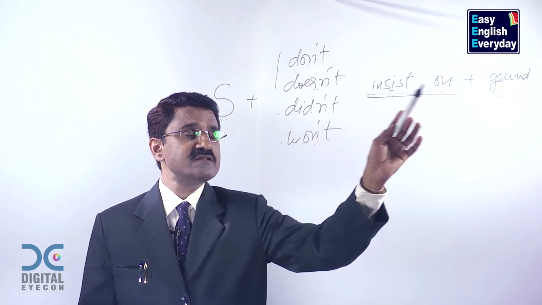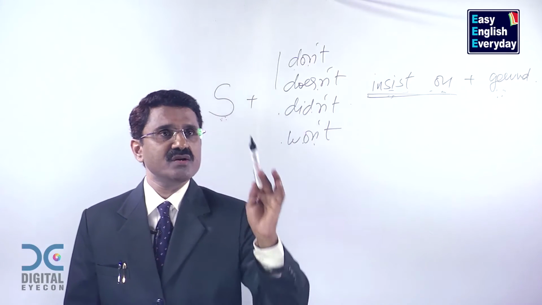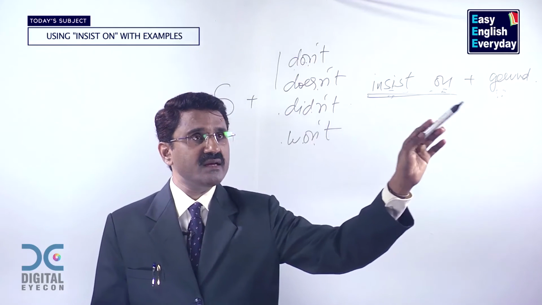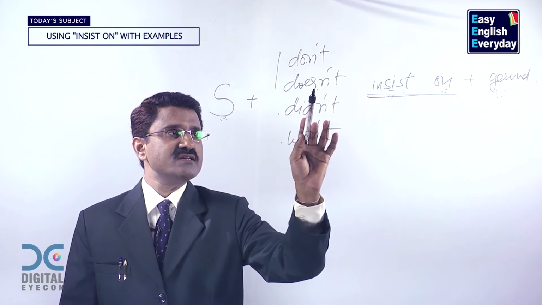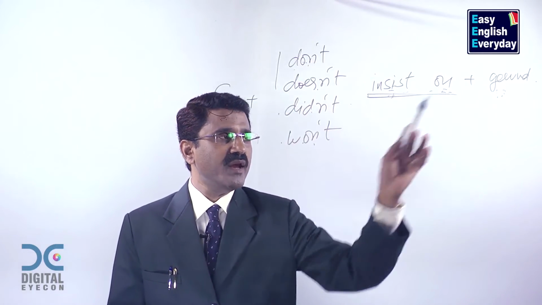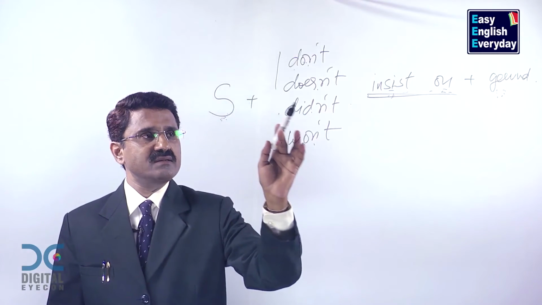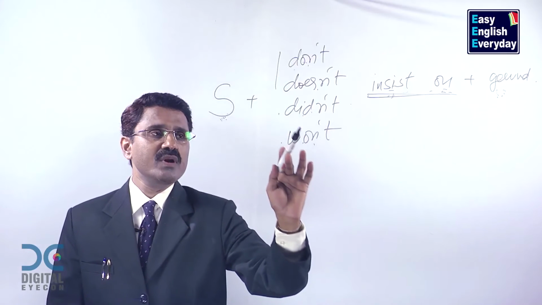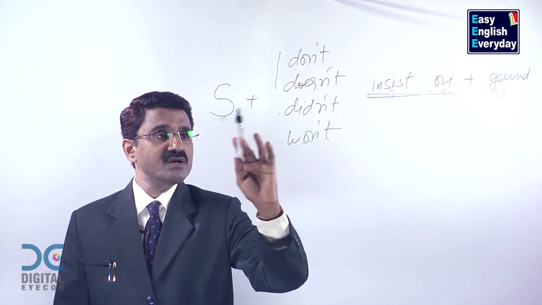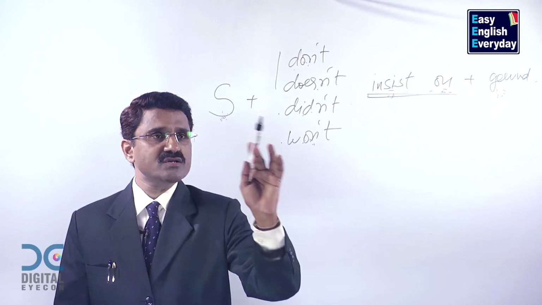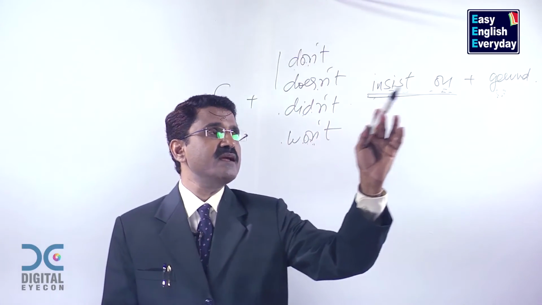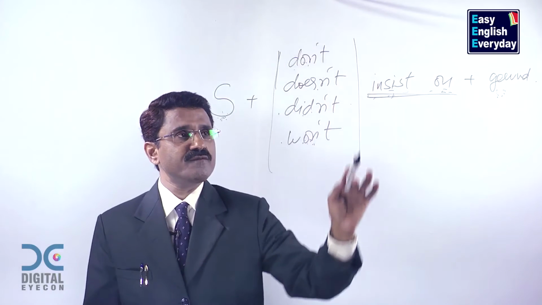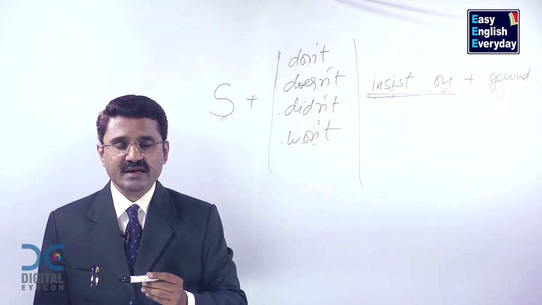You don't insist on paying in cash. She does not insist on paying in cash. I did not insist on paying in cash. I will not, I won't, you should not, you must not, you don't have to insist on paying in cash. So this is the way of framing the sentences in negative form.